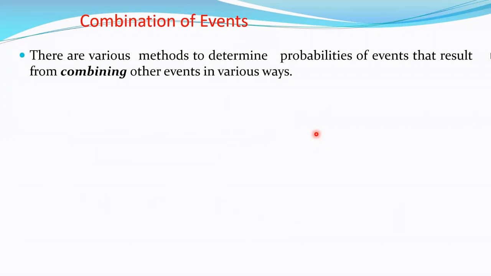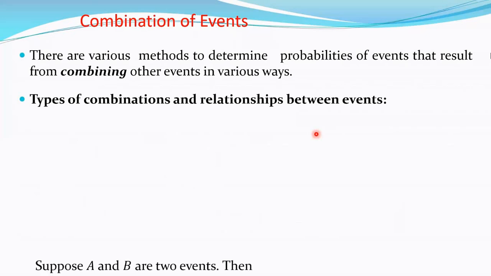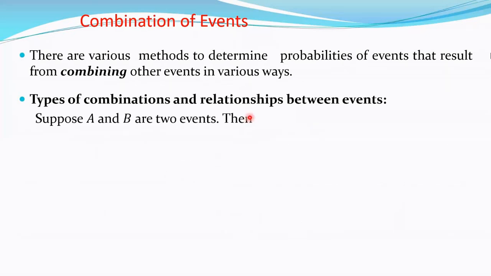Now we are extending to events which are combined using more than one event. So first, what methods are available to combine the events? These are the types of combinations and relationships between the events.